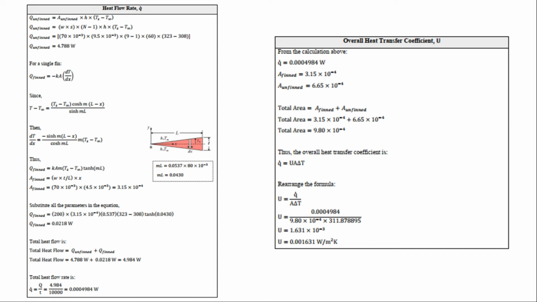From this, we divide by time, which is 10,000 seconds, and we get the total heat flow rate of 0.0004984 watt. For the overall heat transfer coefficient, the equation is Q dot equals U A delta T. We rearrange the formula and put in the values from our calculation, and we get 0.001631 watt per meter square Kelvin.